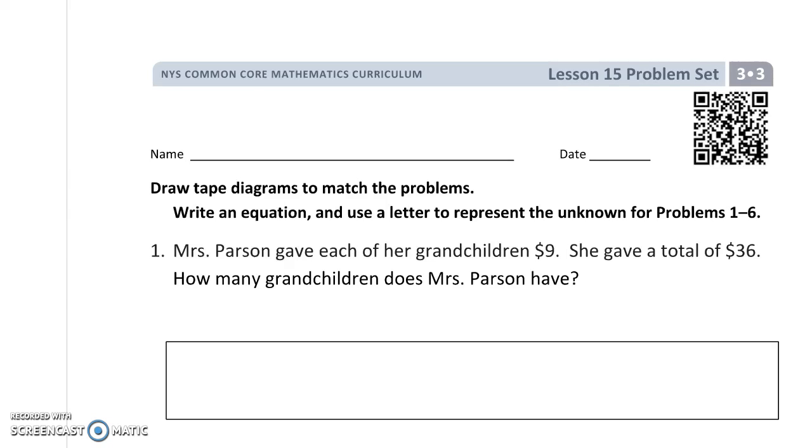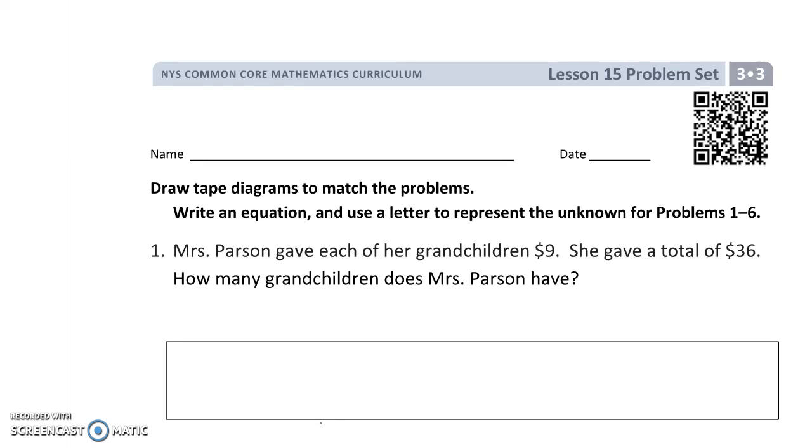Hello, mathematicians. We are on lesson 15, and this is the last lesson of this topic. So we are going to apply what we know and solve some word problems. So we have to draw tape diagrams to match the problems and write an equation and use a letter to represent the unknown for problems 1 through 6.